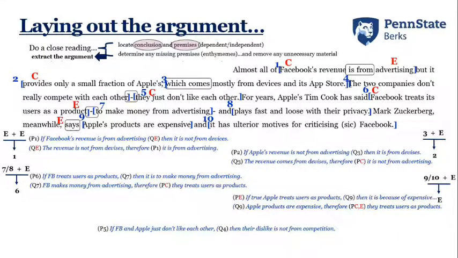Now, if I'm trying to figure where does all this go, if Facebook and Apple just don't like each other, then their dislike is not from competition. The dislike is not from competition, therefore they just don't like each other. That's really the end argument that they're trying to get to. Okay? So here all I've done is I took statement 4 and added what I thought was an enthymeme that was necessary just to lay it out. But the whole point of at least this paragraph was to state that Facebook and Apple simply do not like each other. So that's how I would lay out the arguments.